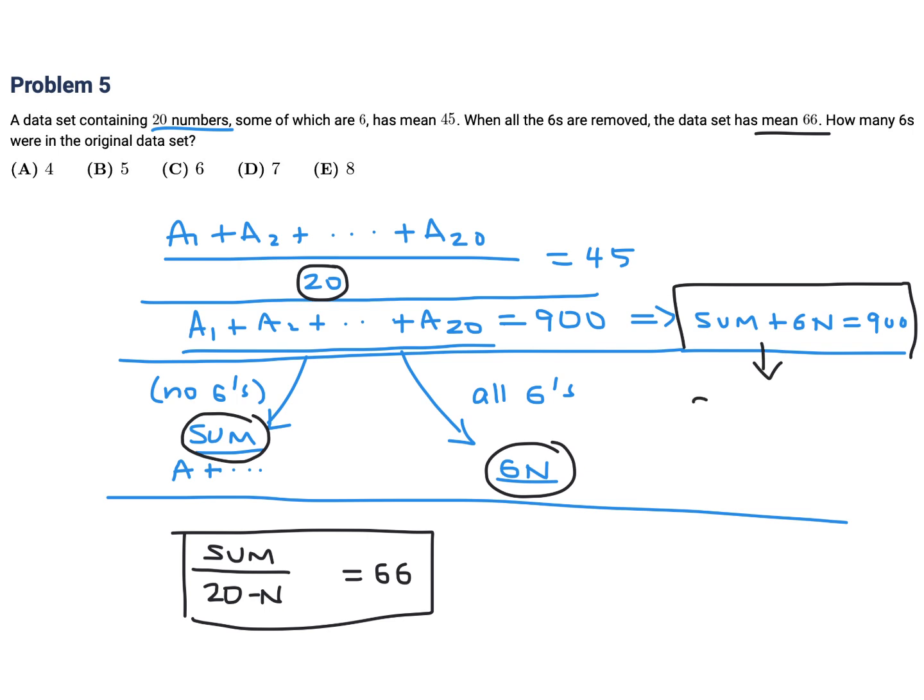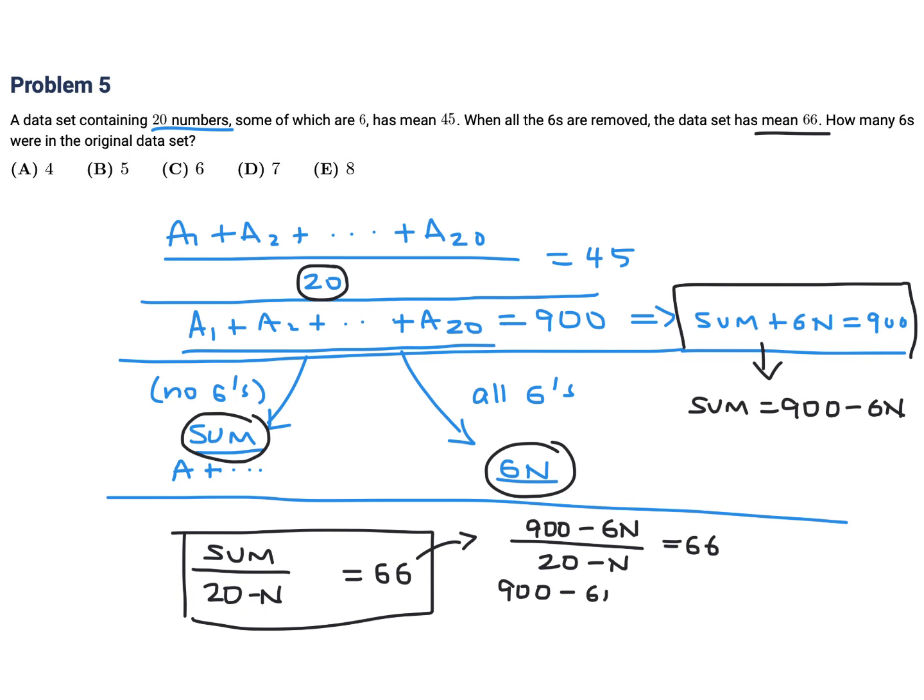So from this guy, sum is basically 900 minus 6n, and therefore that would be 900 minus 6n all over 20 minus n, and that's 66. So that means 900 minus 6n is equal to 1320 minus 66n, and this looks to me like 60n is equal to 420, and therefore n is equal to 7. There are 7 of those 6s in that original data set, so the answer here is D.